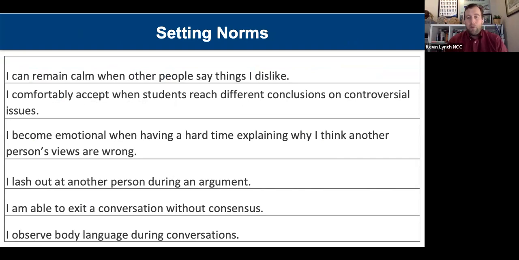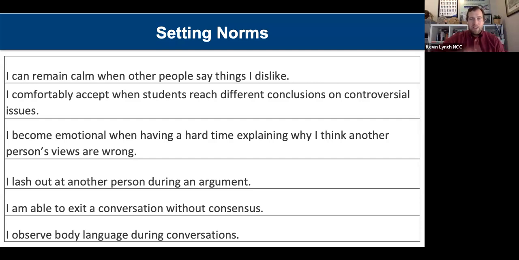And this can be a great way for students to begin to think, well, maybe I could do a better job of listening. Maybe I need to take some time and think about how I react when people disagree. Do I handle it well? Do I need to take a step back, take a breath? Making students consciously aware of how they react in an argument can often be helpful.